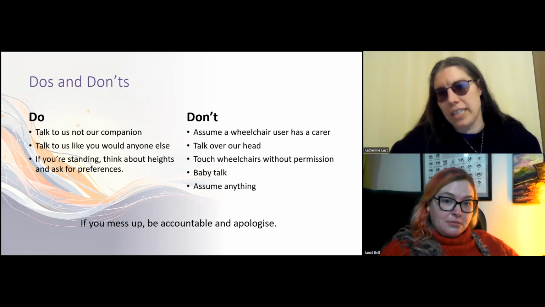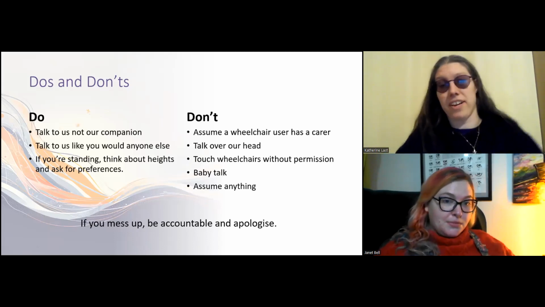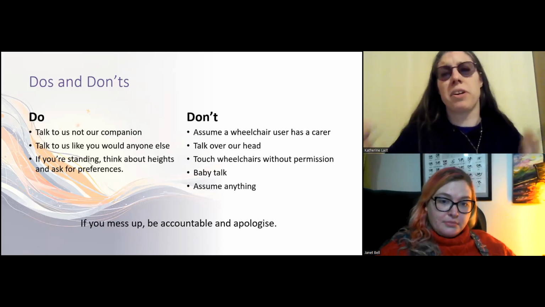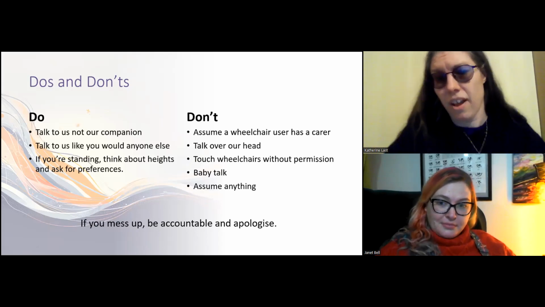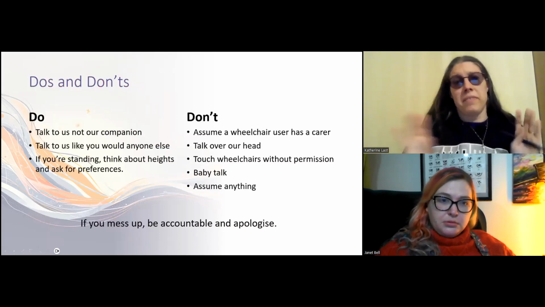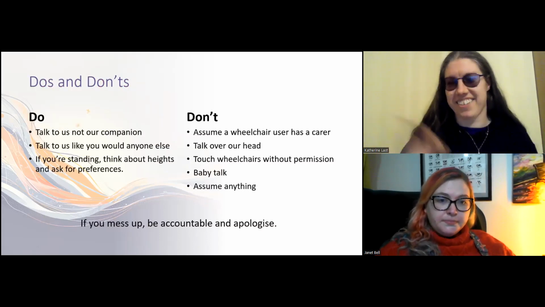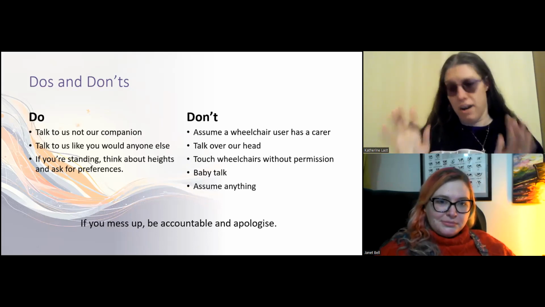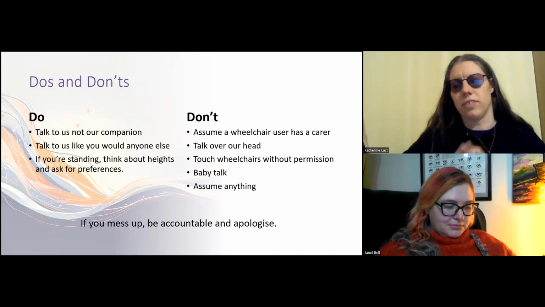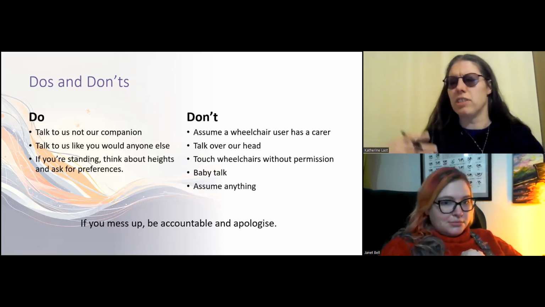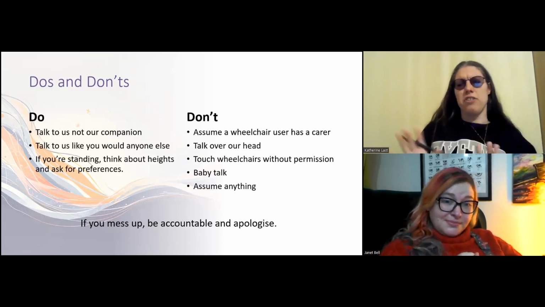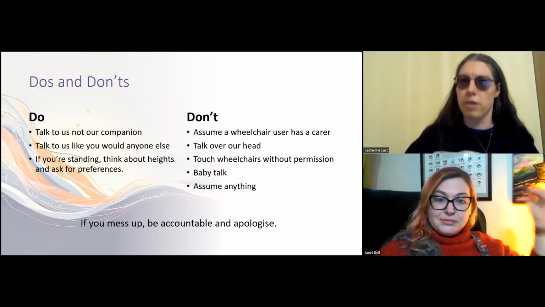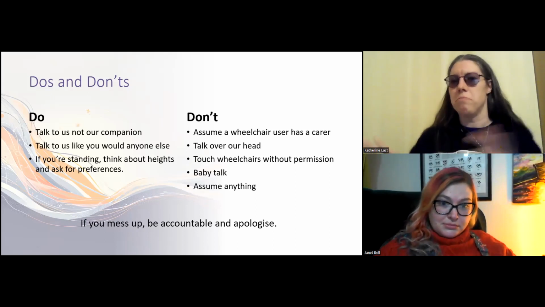Don't baby talk us, and don't assume anything. And the big thing is, if you do mess up, because we're all human, we're going to get it wrong sometimes. Just own up. Sorry, my fault. That's all right. If you do get it wrong, be accountable. Just own up, say, I'm really sorry. Don't try to go into long, lengthy explanations, because that comes across as really defensive and not really accepting or admitting that you've got it wrong. Just apologise, adjust, move on. Yeah.